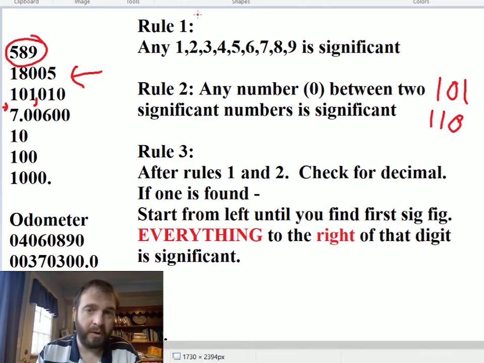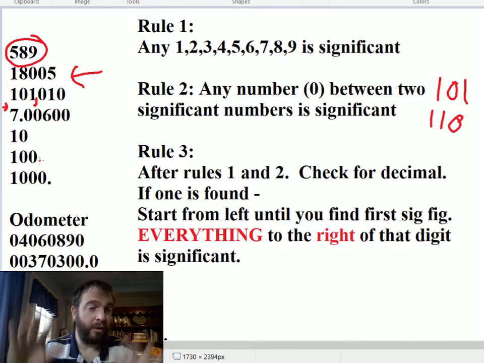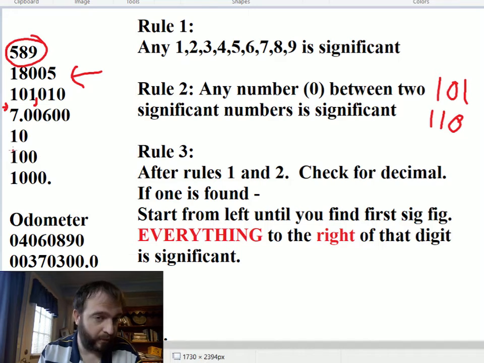Let's do 100. Rule 1, okay, so 1 is significant, just that. Okay, Rule 2, anything in between? Well, there's 1 over here, but nothing. Nothing, so just the 1 is significant. Is there a decimal place? No, you're done. It's just 1, so this is just one significant figure as well.